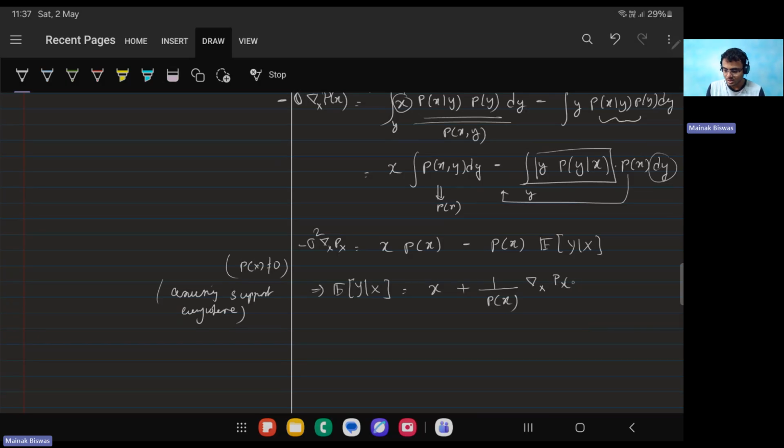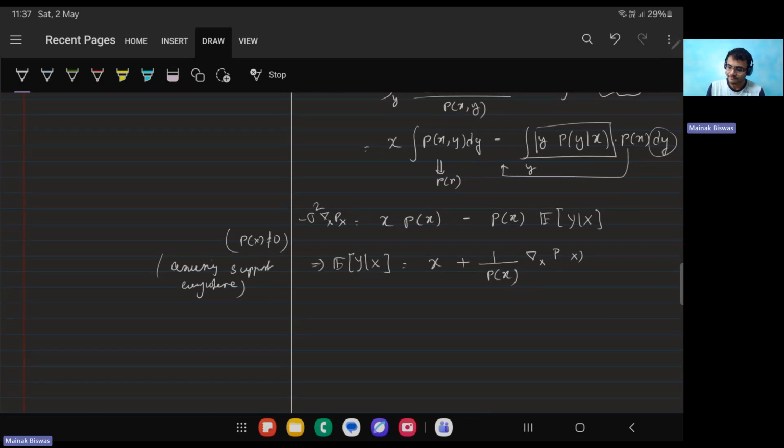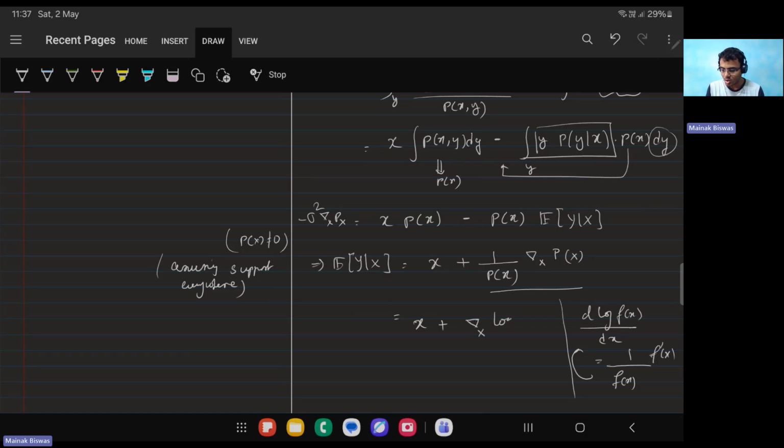So now what can I show? What do I know? The derivative of log of f(x) with respect to x is 1 by f(x) times the derivative of f(x), that is f dash x. The same thing, I will write as the reverse. I can just take this as common. I'll write this as x plus sigma squared gradient of x log of p of x. Clearly, this is my conditional expectation.